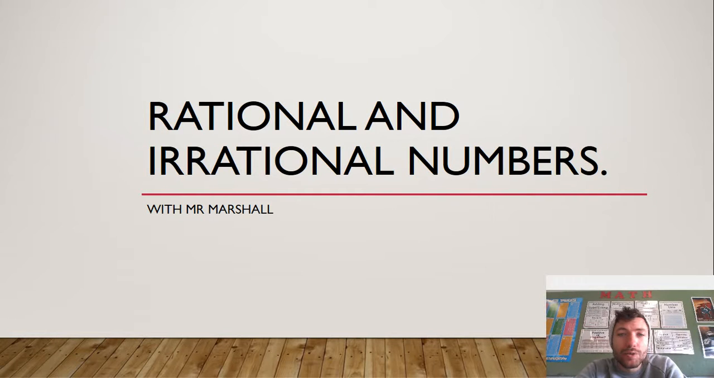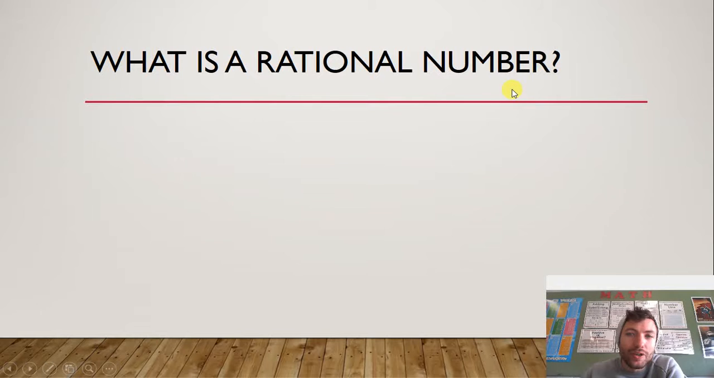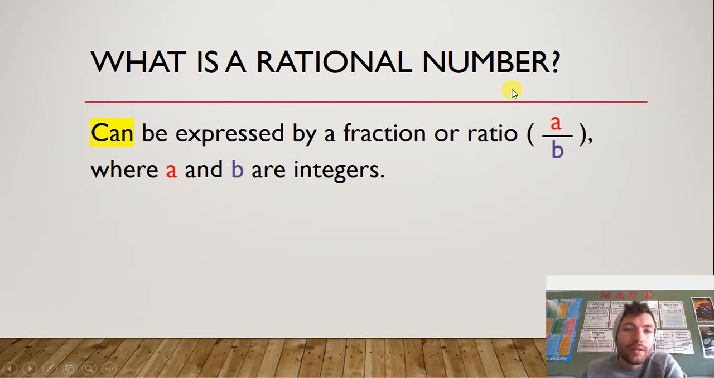Hi guys, today we're going to look at rational and irrational numbers. So first we're going to look at what is a rational number. It can be expressed by a fraction or ratio a over b, where a and b are integers.